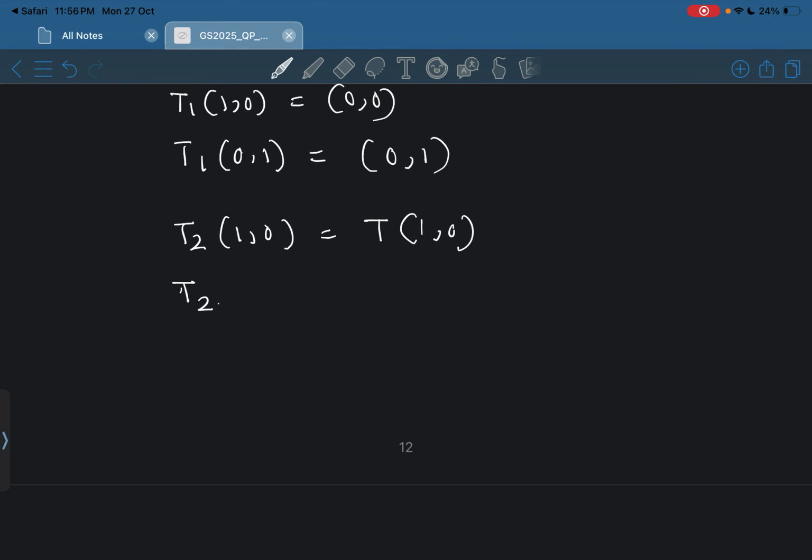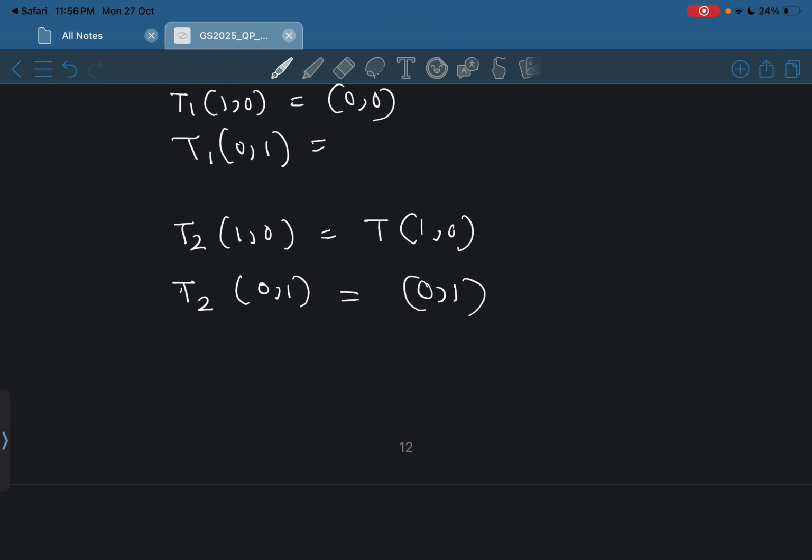And then what about T2 of (0, 1)? I think I should not define T1 first, because I want to define T1 of (0, 1) based on T2. So let's take T2 of (0, 1) equal to (0, 1), and then define T1 of (0, 1) as T of (0, 1) minus (0, 1). I can define it, no problem, right?